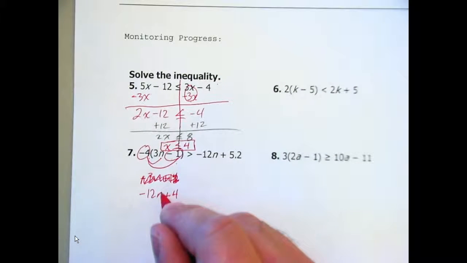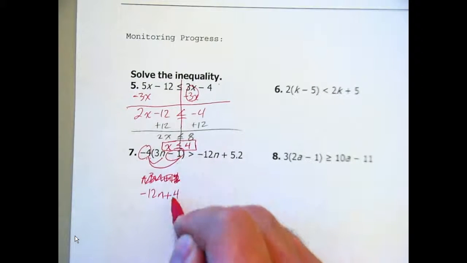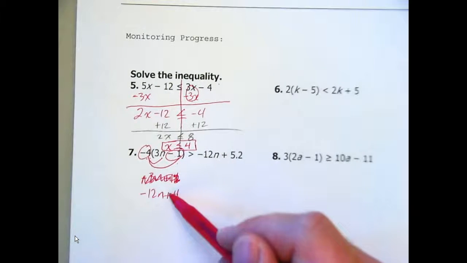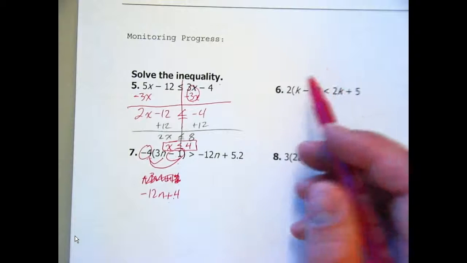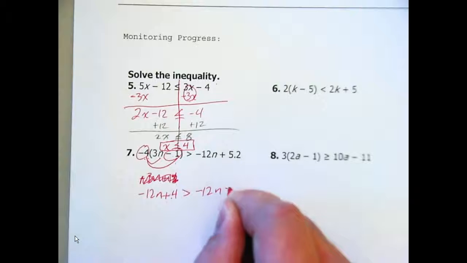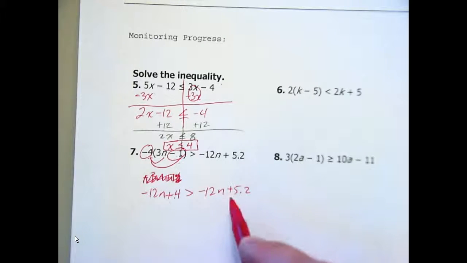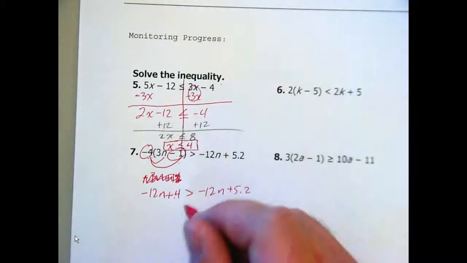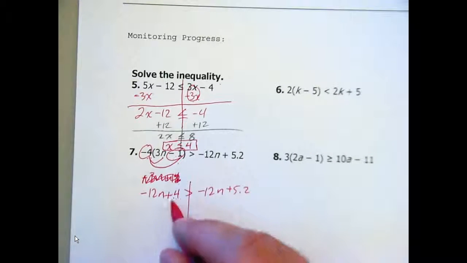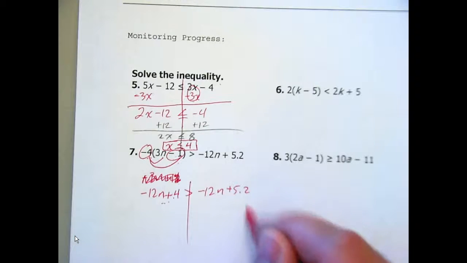But the common mistake, other than what I just made: negative 4 times negative 1 is positive 4. It's not minus 4 here. So if you're looking at your paper and you put minus 4, you made that error. Don't feel bad, a lot of people do. So we had negative 12n plus 5.2. Now, on this side, can I put together these two? No. Can I put together these two? No. Okay. So if I went through and kept going, notice I have negative 12n plus 4 is greater than negative 12n plus 5.2.